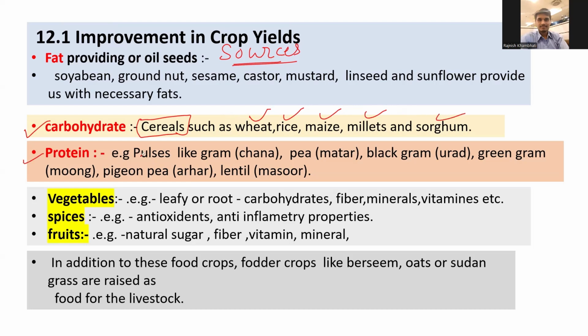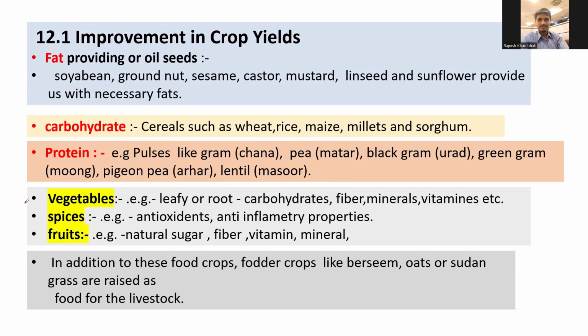You will get protein from pulses. The source is pulses. Examples of pulses are gram, which means chana, pea means matar, black gram means urad, green gram means moong, pigeon pea means arhar, and lentils means masoor. You know that when you eat dal bhat, it is this dal. What is this dal in our kitchen?